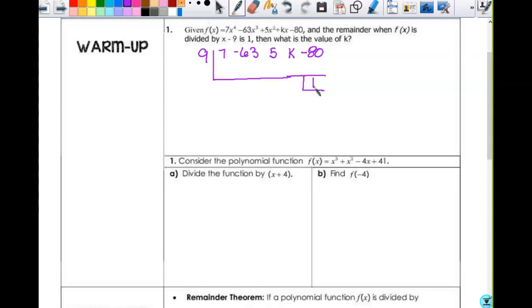Okay, so I've put in everything I know, and now I'm going to go through synthetic division just like I know how to do it. So I'm going to drop the 7 down. 9 times 7 is 63. I combine these and they zero out. 9 times 0 is 0. Combine those and I get 5. 9 times 5 is 45. Then what do you think I would write here?